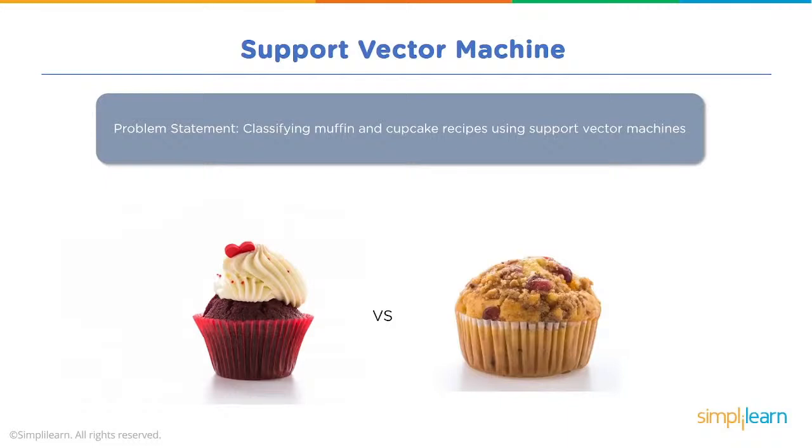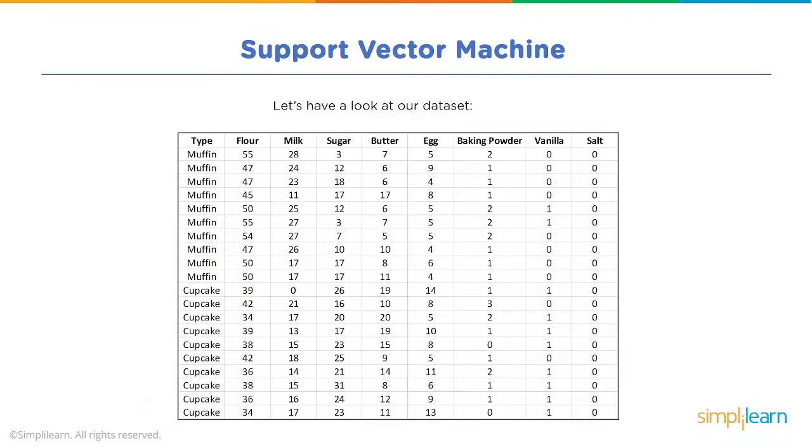Classifying muffin and cupcake recipes using support vector machines. So the cupcake versus the muffin. Let's have a look at our data set. And we have the different recipes here. We have a muffin recipe that has so much flour. I'm not sure what measurement 55 is in, but it has 55, maybe it's ounces? But it has a certain amount of flour, a certain amount of milk, sugar, butter, egg, baking powder, vanilla, and salt. And so based on these measurements, we want to guess whether we're making a muffin or a cupcake.